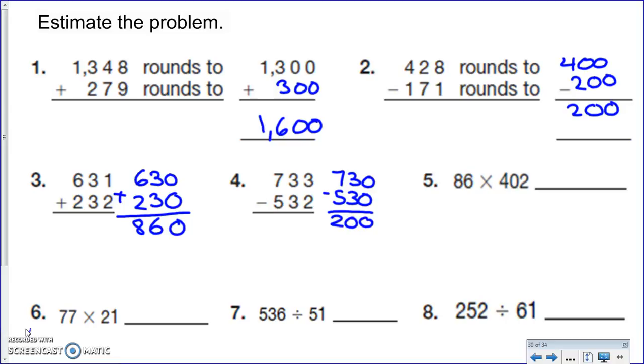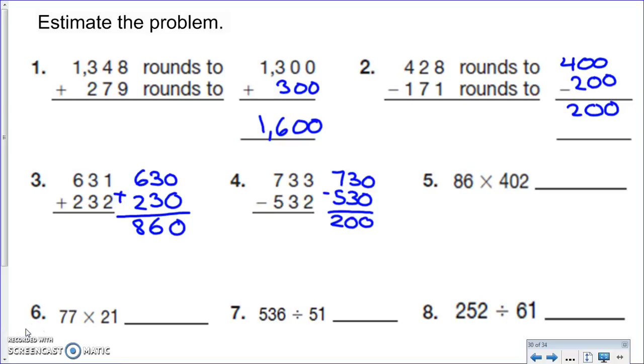Make sure when you're doing estimation, you round the numbers off first and then solve. Sometimes students solve the problem and round the answer. That's not estimating, that's just rounding your answer. And that's not what we're asking you to do. We want you to check the estimate ahead of time so that when you do the actual problem, you have something to gauge whether your answer makes sense or not. So please round the numbers first and then solve for the estimation.